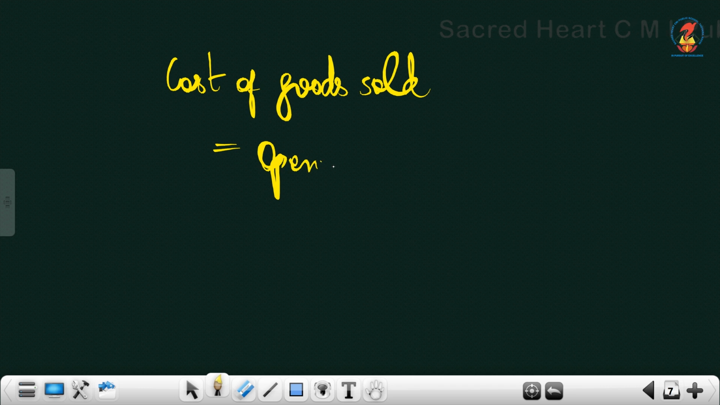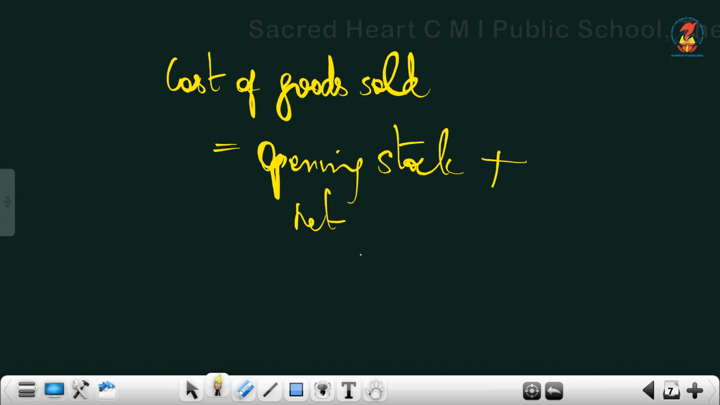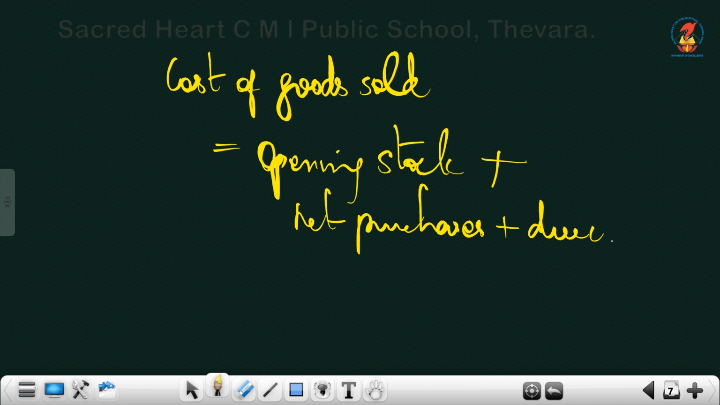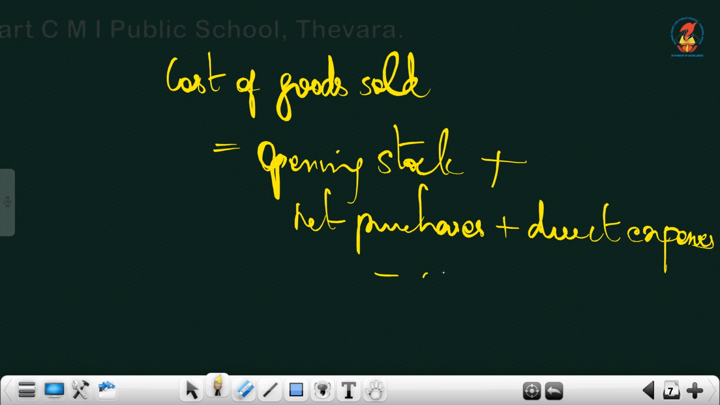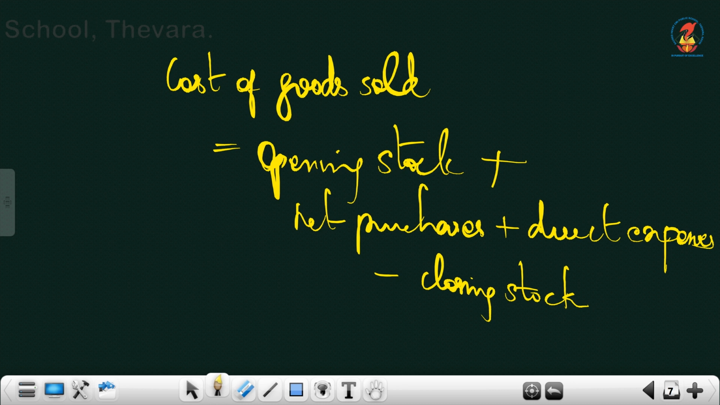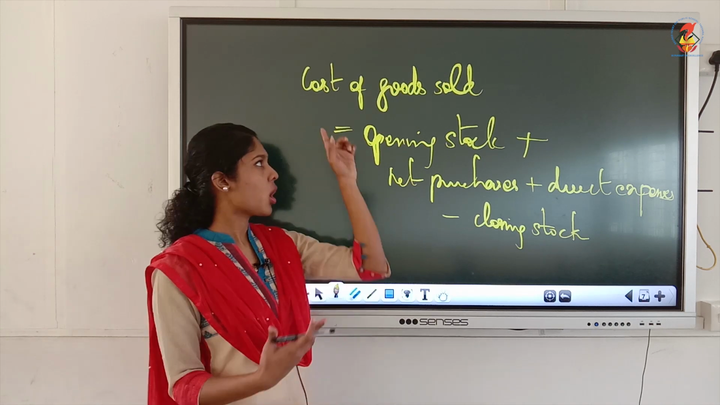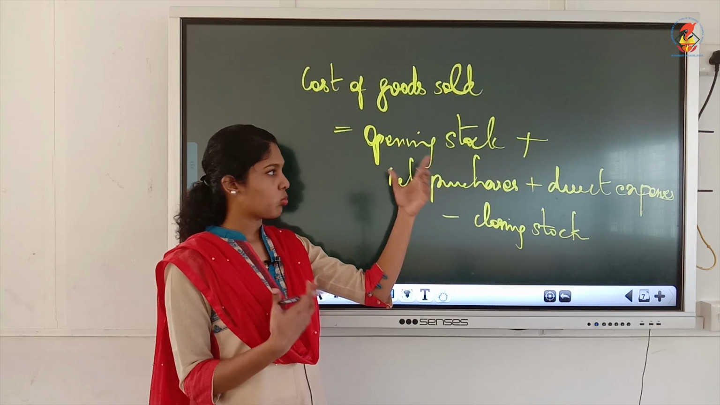The formula is opening stock plus net purchases plus direct expenses minus closing stock. Okay, so cost of goods sold means the cost incurred while you sell an item. What all expenses, what all additional cost you will have to incur for selling an item. That is called cost of goods sold. It will include what all items?